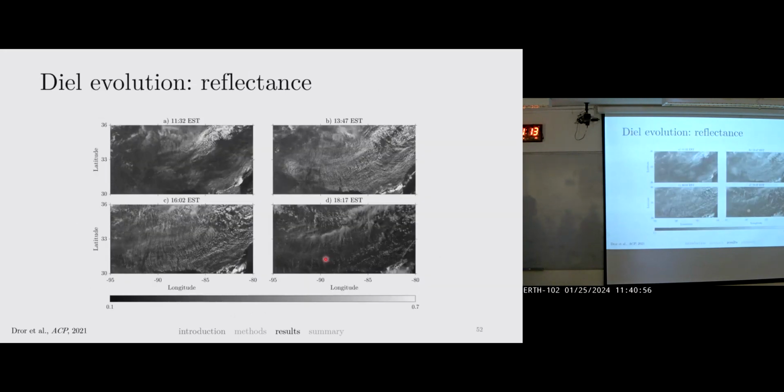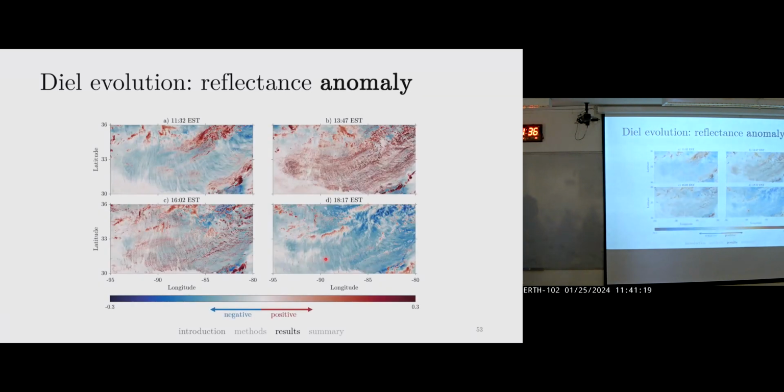And here are a few snapshots of this diurnal development. So you see also the times, almost local. This is Eastern Standard Time. We are covering a few time zones here. So now what we're doing is subtracting this mean image in time from each of the different snapshots that we have in reflectances, and we end up with reflectance anomalies.